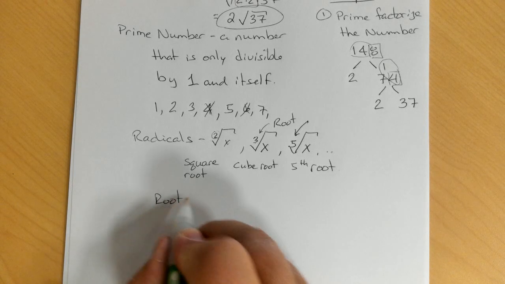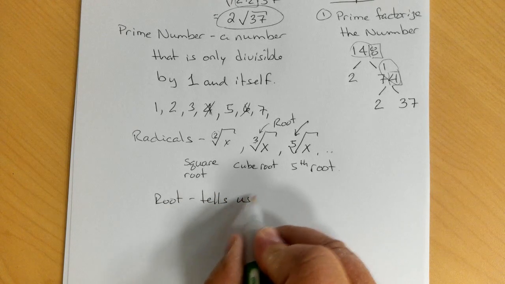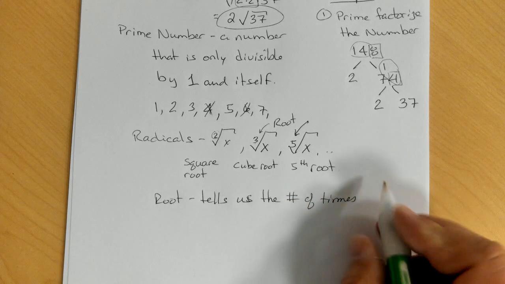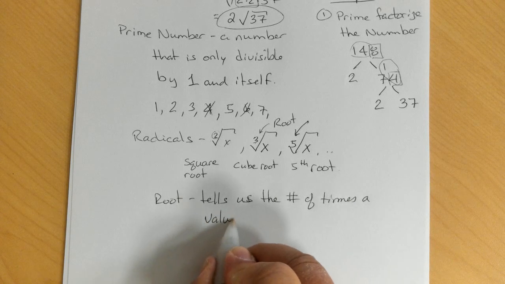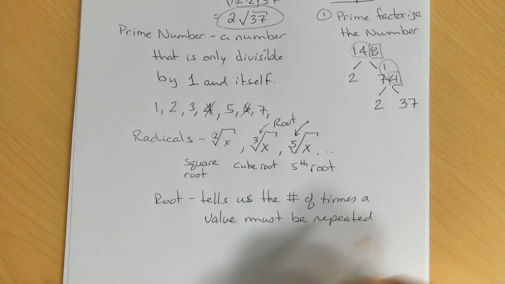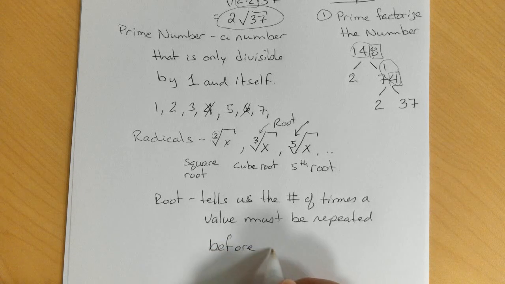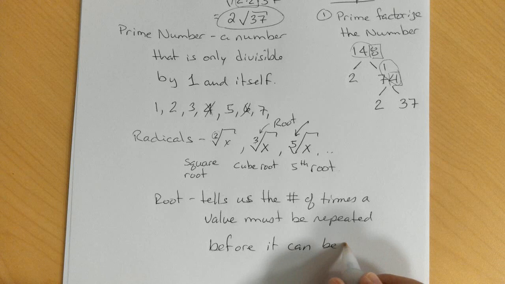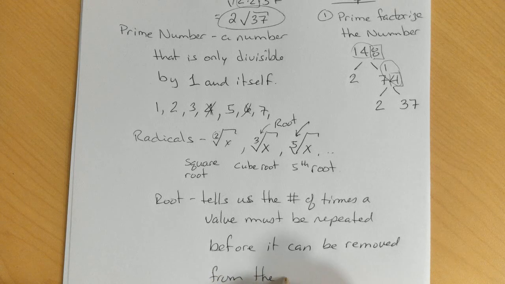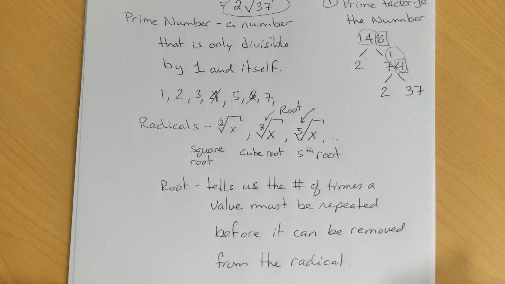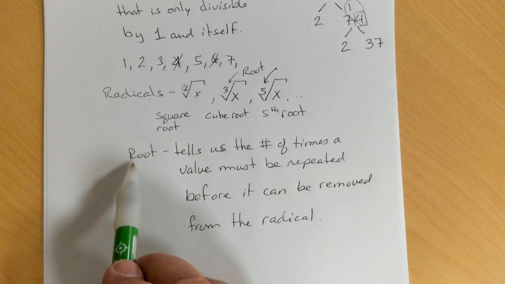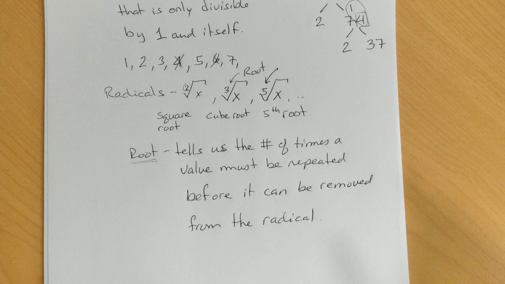The root tells us the number of times a value must be repeated before it can be removed from the radical. Again, the root tells us how many times a value has to be repeated before we can take it out.